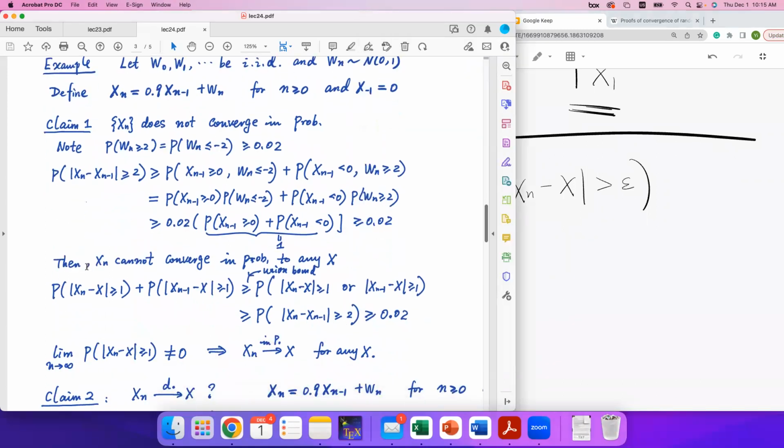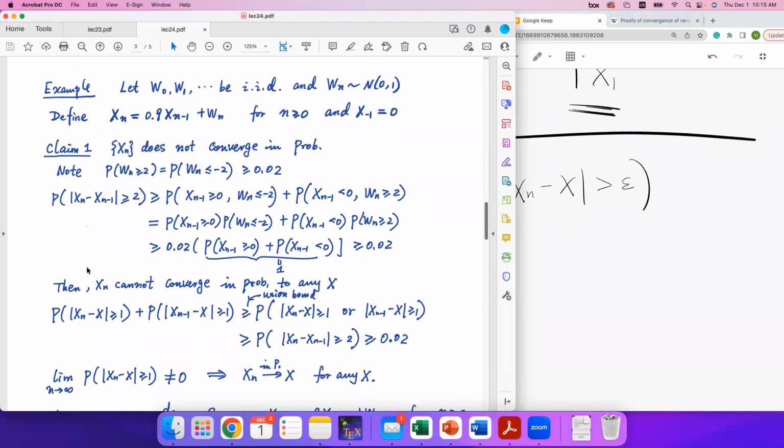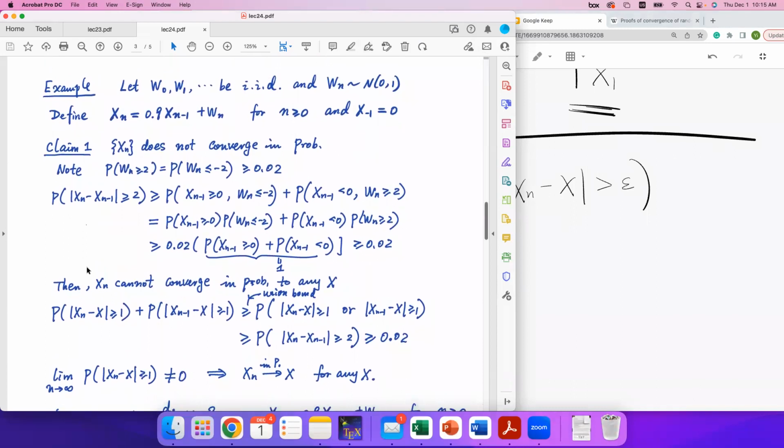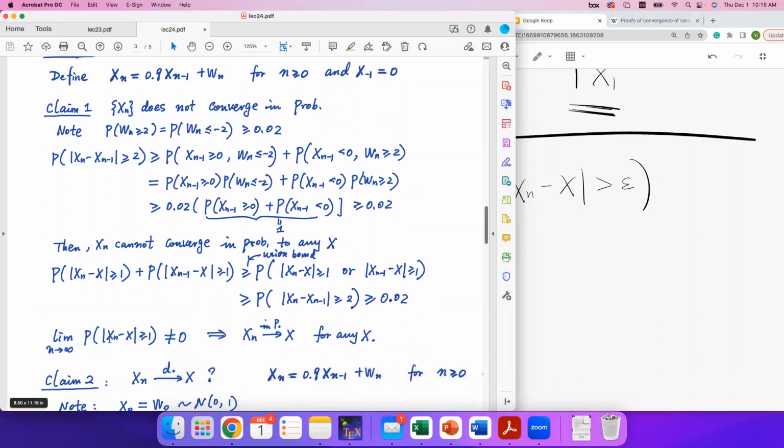Let me point out the logic. We are going to show that this Xn, for any random variable X, will deviate: the deviation |Xn minus X| is bigger than 1. So this 1 could be this epsilon. We can find an epsilon, which is 1, such that this probability for any X does not converge to 0. So it violates the definition of convergence in probability.